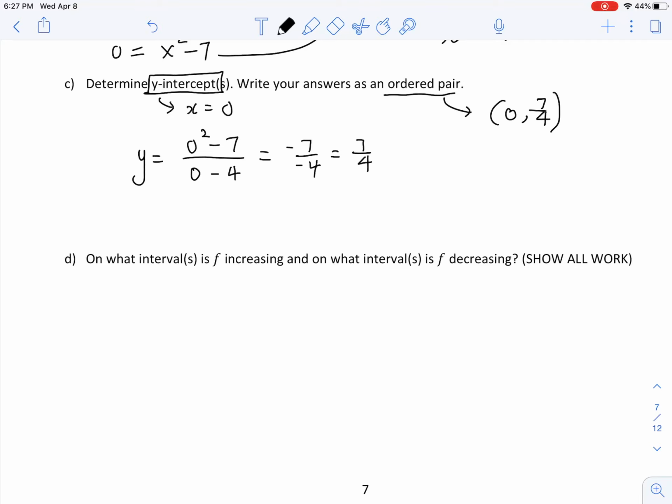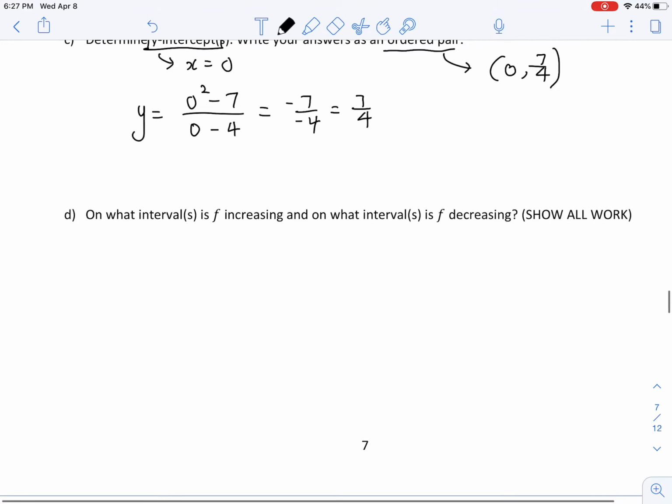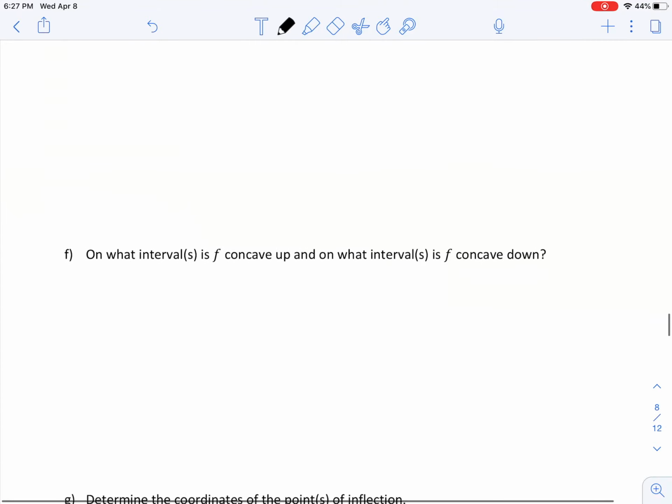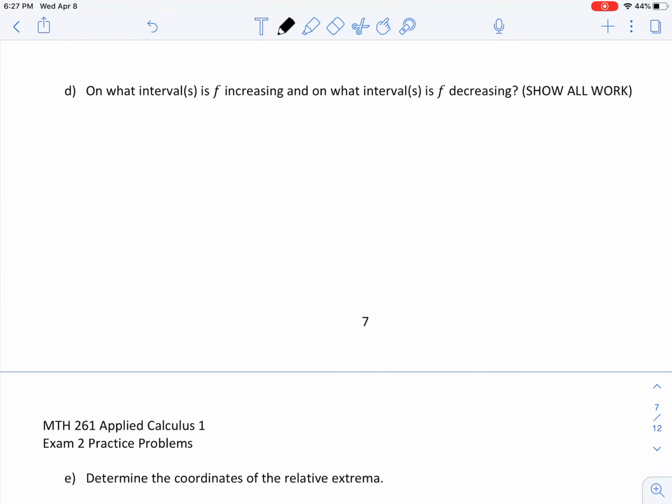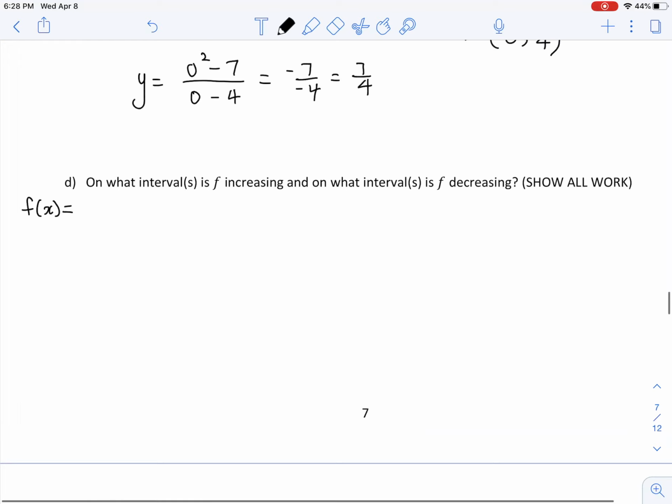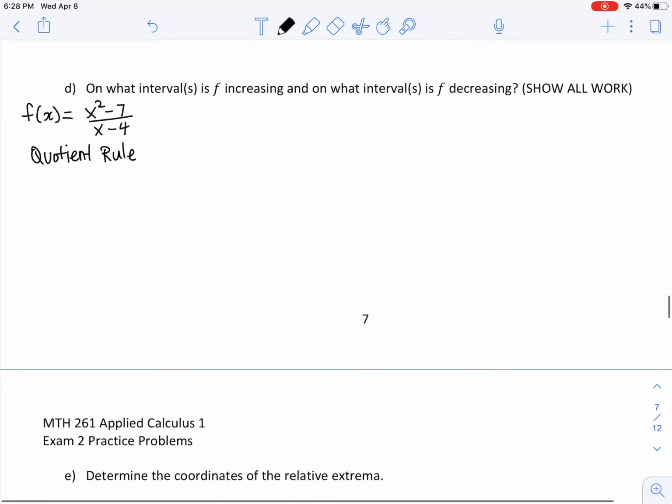Now, from this point on is calculus, right? We're trying to find the interval where f is increasing and the interval where f is decreasing. We need to show all work. All right, so let's do the first derivative. Whenever you are looking for the increasing or decreasing interval, you need to find the first derivative. F of x is x squared minus 7 over x minus 4. Use the quotient rule to find the f prime of x.